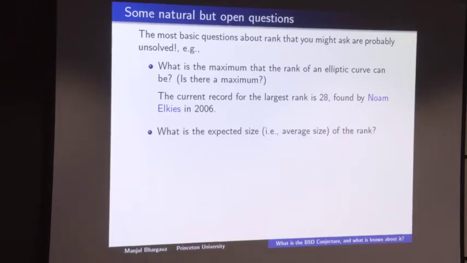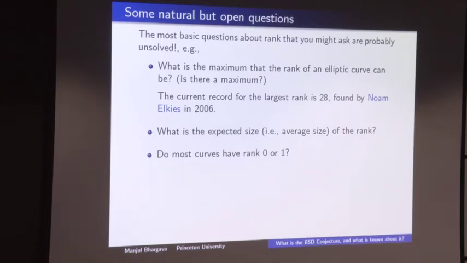What is the expected size? That is the average size of the rank. So if you go across all elliptic curves, y squared equals x cubed plus ax plus b, and just vary a and b, and look at how the r's that you're getting are distributed. Well, we know very little about the distribution. In particular, do most curves have rank 0 or 1? That's a natural question to ask.